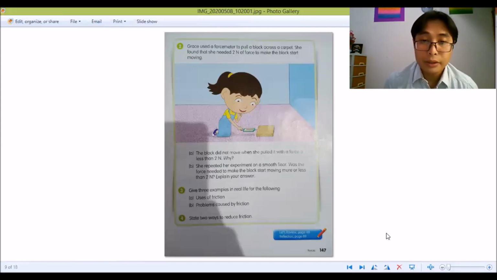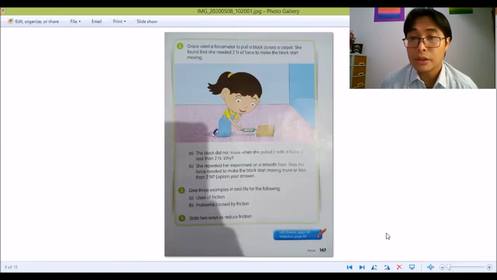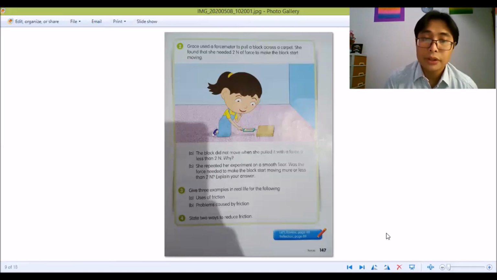So she repeated her experiment on a smooth floor. What's the force needed to make the block start moving? More or less than 2 Newton. So if she used a smooth surface, obviously she needs less Newton or less force to move it because there is less friction.